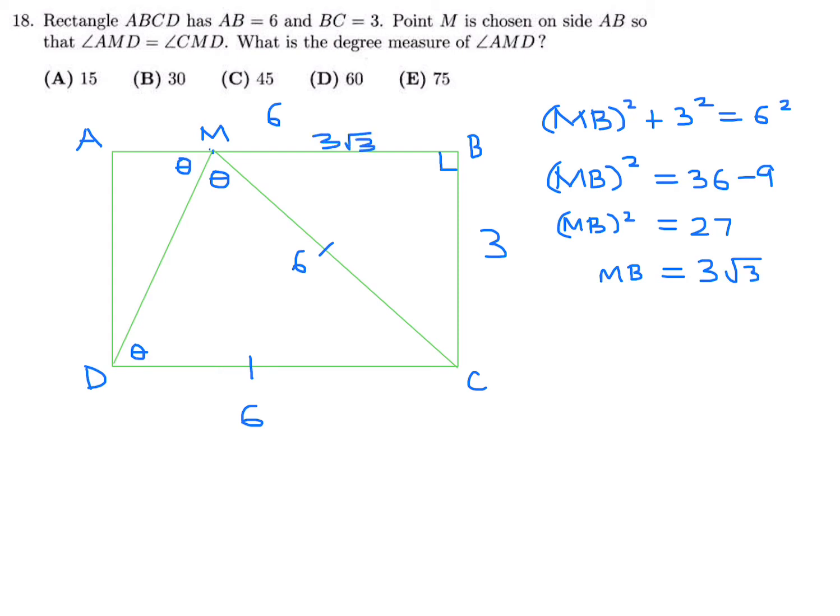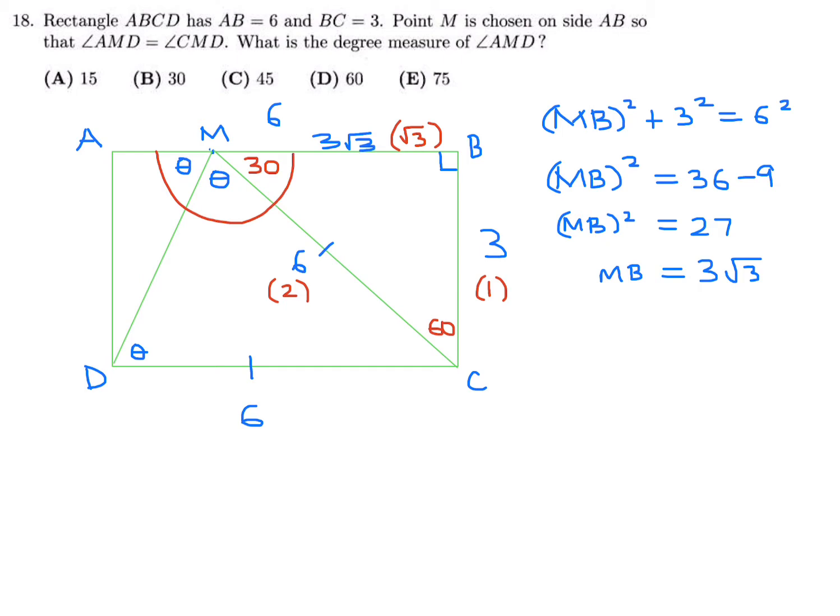Now the good news is, I hope you can see in this triangle BCM that the ratio of the sides are 1, 2, and root 3. And since those ratios happen when it's a 30, 60, 90 triangle, that's a 30, 60, 90 triangle. In particular, this is 30 degrees right here, and this is 60 degrees.